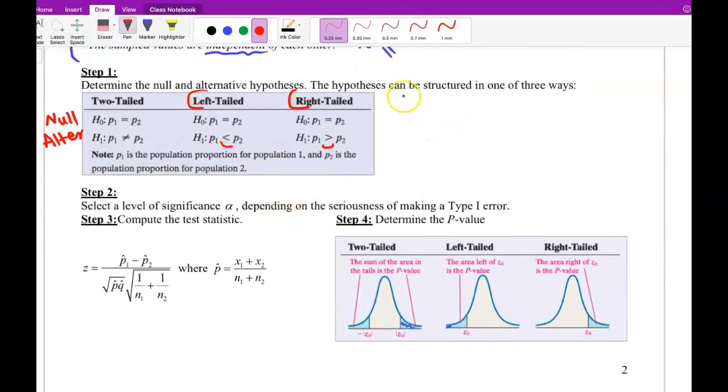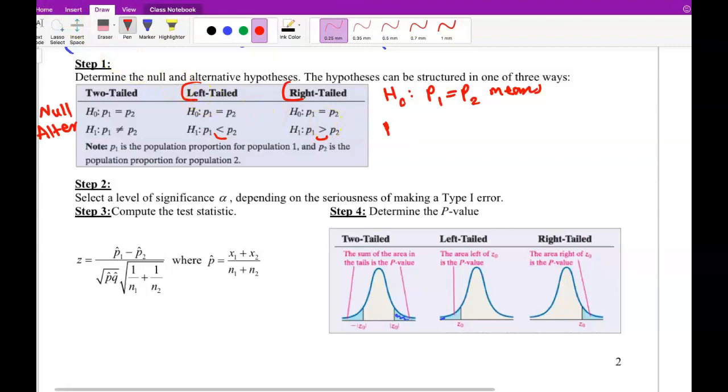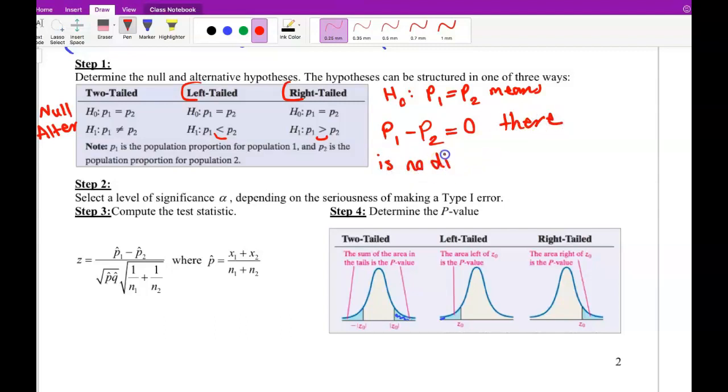And I'll add something here. For H0, what this means is P1 equal to P2. This one means P1 minus P2 is equal to 0. Since these two are equal, if you subtract them, the difference is 0. So there is no difference between proportions.